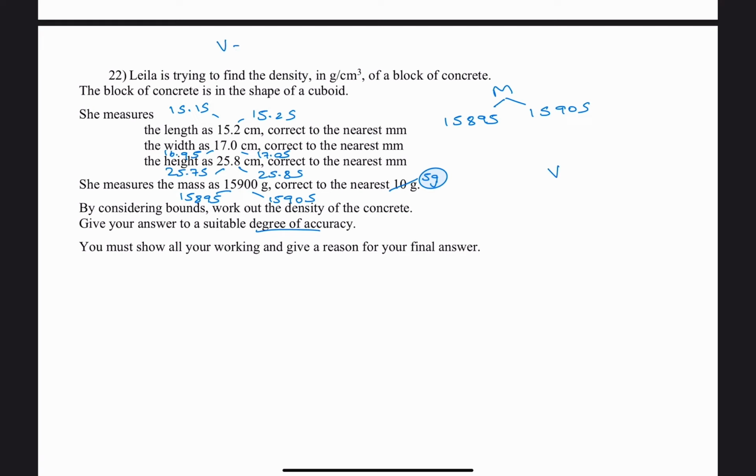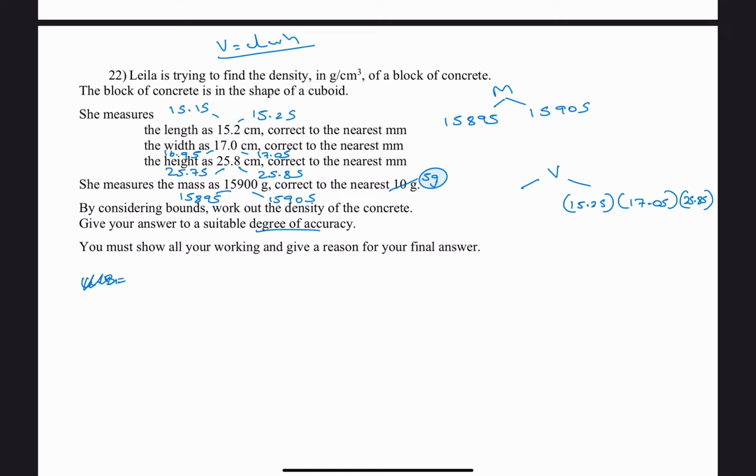Remember, volume is length times width times height. How to do an upper bound of volume? I need to work that out separately. Upper bound of volume is everything upper bounds. I'm not going to work it out, I'm just going to write it as it is. Every number needs to be higher. So that's 15.25 bracket, length times, remember, just following the formula, 17.05 times by, what's the other one? 25.85.